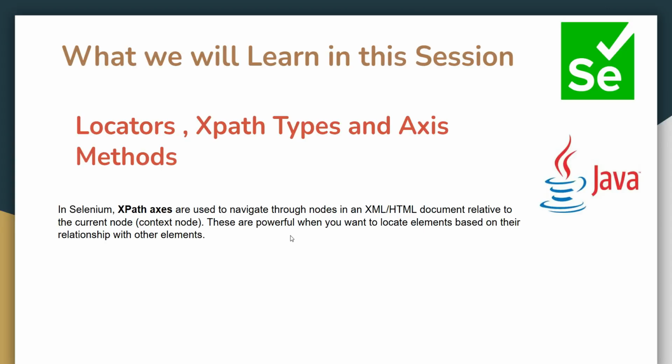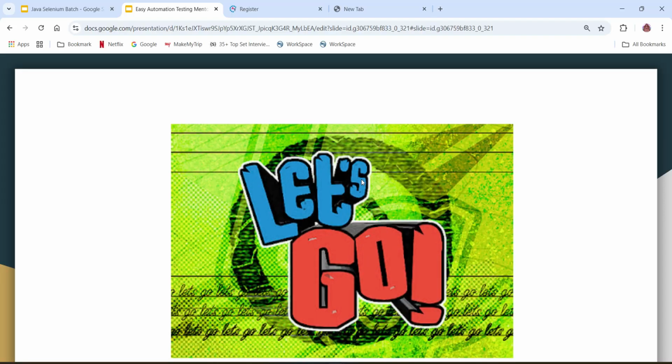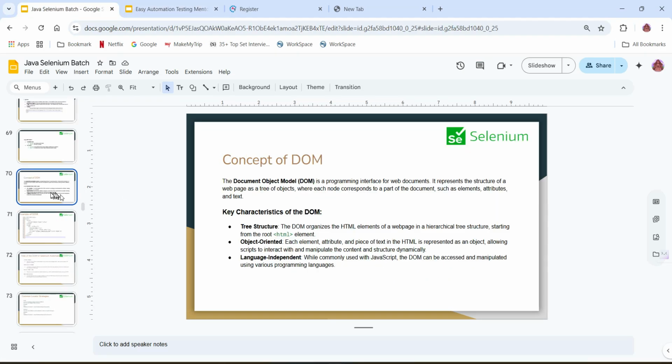So today we are going to see what we will learn in this session: locators, XPath types and axes methods. So what is XPath basically? XPath axes are used to navigate through nodes in an HTML or XML document relative to the current node. They are used for locating a web element on the page, and there are different types of locators that we are going to see. So let's go and try to understand what kind of elements we are having.